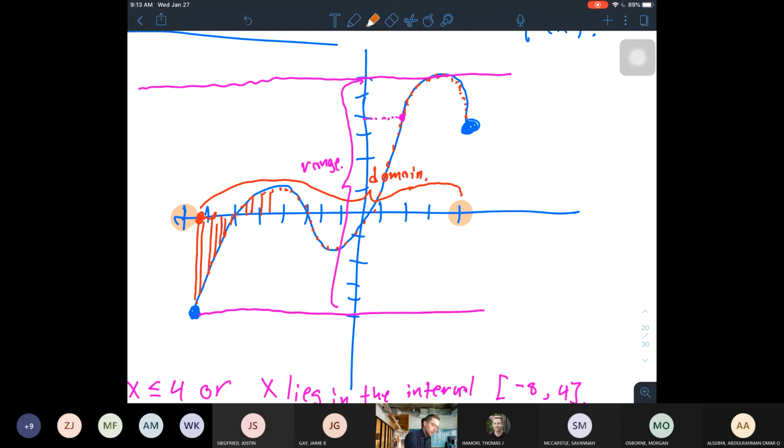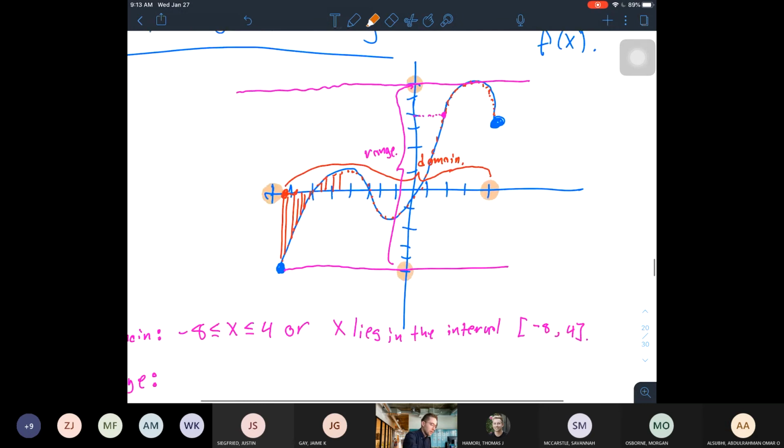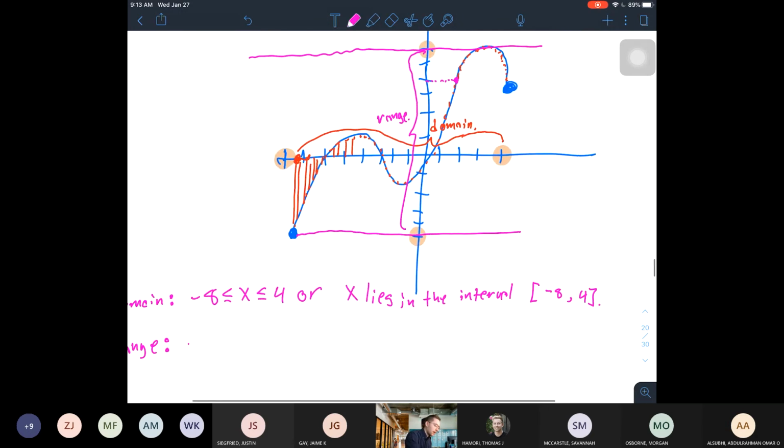It looks like the smallest possible y value that I'm going to get is going to be -1, 2, 3, 4, 5 here. And the largest possible y value I would get would be 1, 2, 3, 4, 5, 6, all the way at the tippy top. So we would write -5 is less than or equal to f of x is less than or equal to, oh, is it 6? 6, yeah.